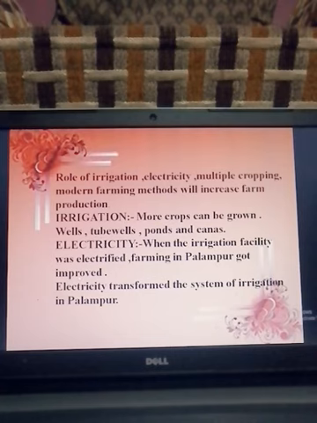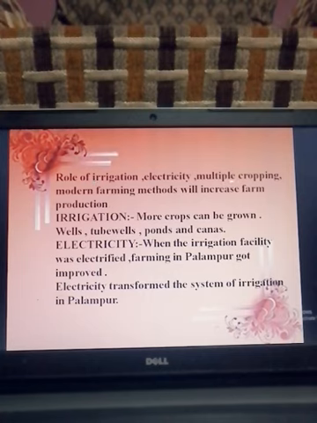That is, before, in the villages, watering was done by hand. But now, through electricity, that is with the help of hand pumps and tube wells, more water is being drained so that they can give more water to the crops. So in this way, electricity has transformed the system of irrigation in Palampur. That's why we say these are all connected to each other.